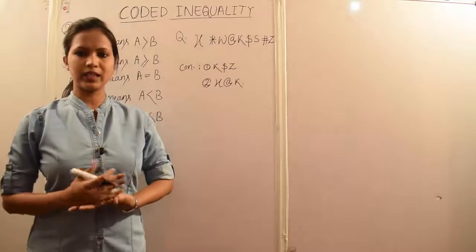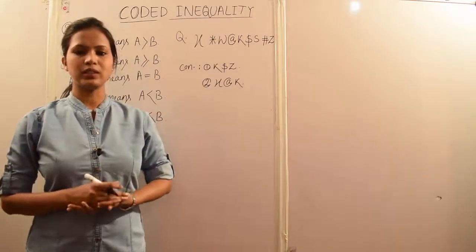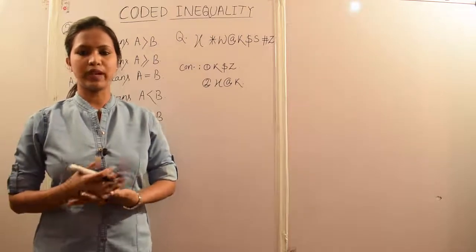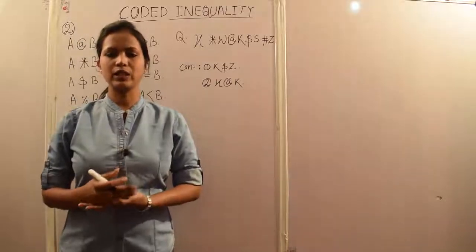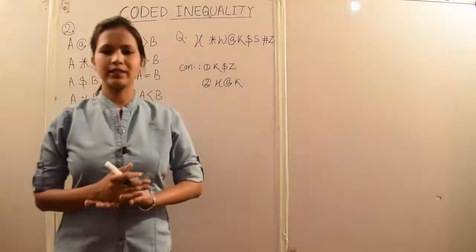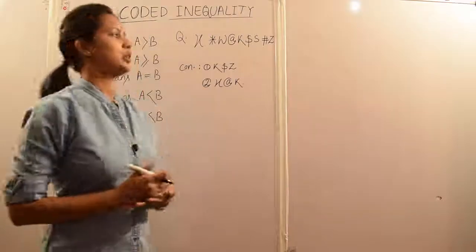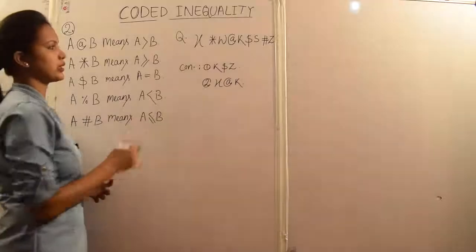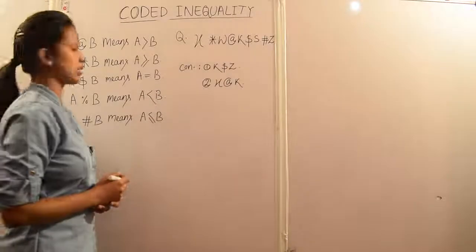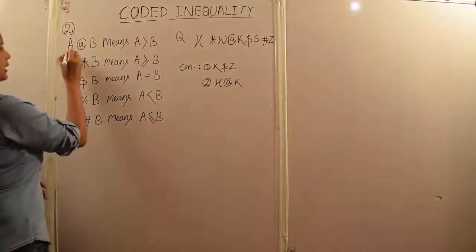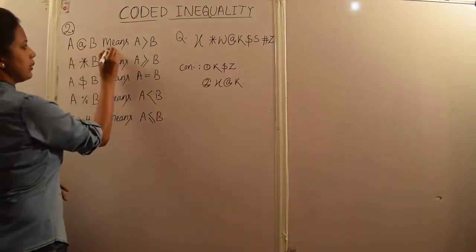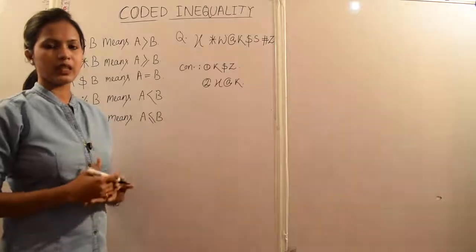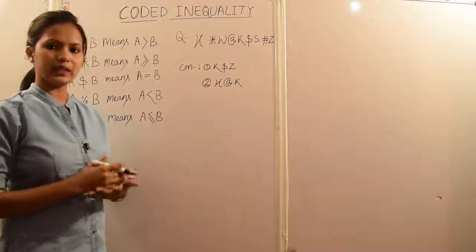Now take the second question from this chapter, where different symbols are used to represent the relationship between two variables. Based on this, we will find out which of the given conclusions is correct. First of all, let us understand the given question here. So here some information is given, and based on the information you will find the answer to the question. Here it is written A@B means A is greater than B. So wherever you find the @ symbol, you will replace it with the greater than symbol.